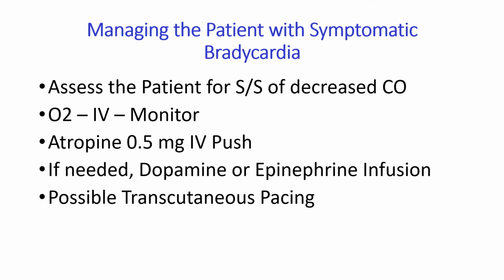So you would give them atropine, 0.5 milligrams IV push. And if needed, you can start them on a dopamine or epinephrine drip, which dopamine would be 2 to 20 mcg per kilogram per minute, and epinephrine is 2 to 10 mcg per minute. And just to remind you that with dopamine, you would want to weigh your dope. And if needed, you may have to do possible transcutaneous pacing if the heart rate cannot get up. It's painful, but it's in order to maintain adequate cardiac output so that the patient is not having poor perfusion.